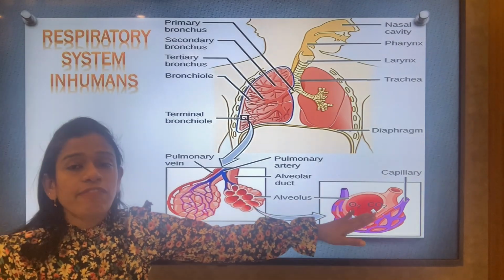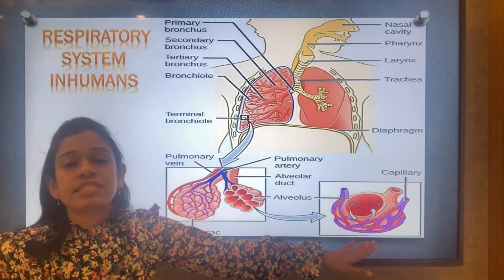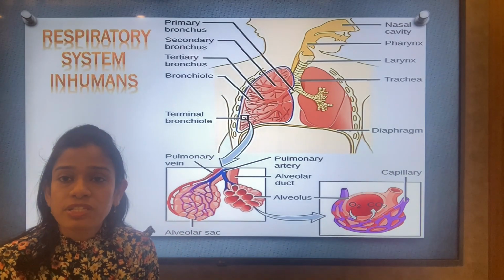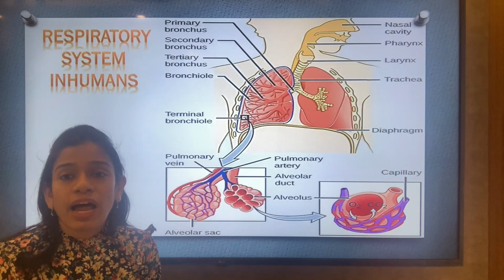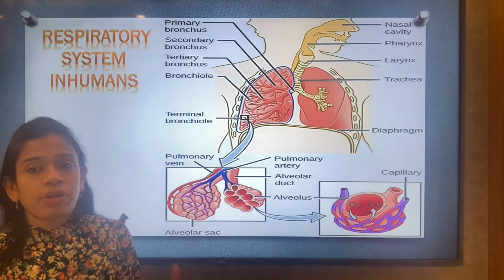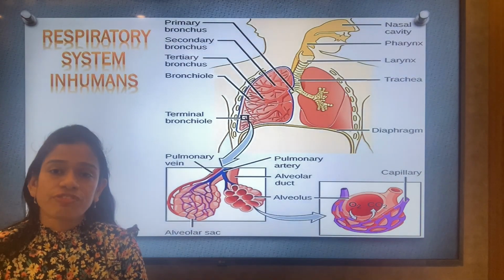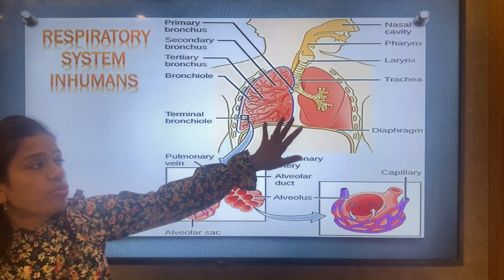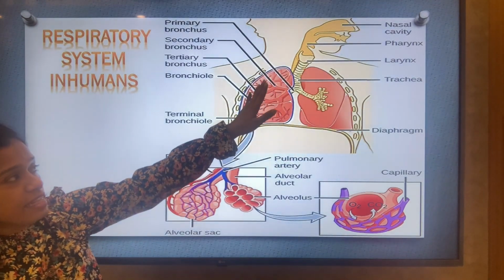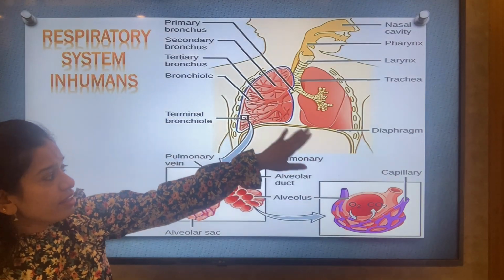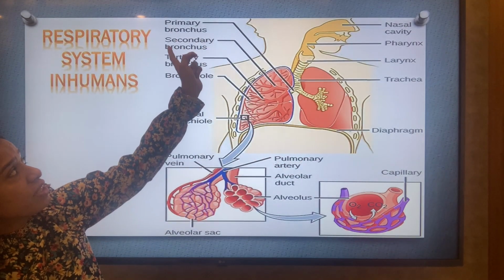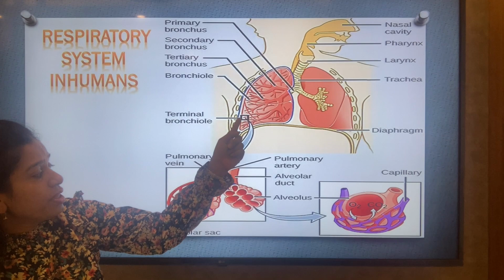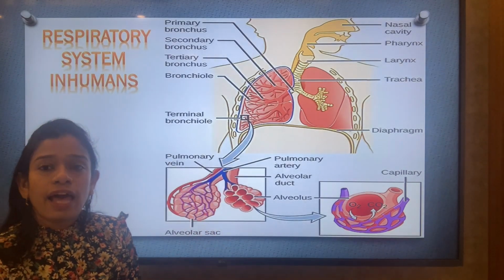Whatever oxygen the alveoli take in is taken up by the blood capillaries which remain surrounded around the alveoli, so that the blood gets oxygen. The oxygenated blood is then taken to different parts of the body. So this diagram is important along with the labeling, that is nasal cavity, pharynx, larynx, trachea. This is the diaphragm, primary bronchus, secondary bronchus, tertiary bronchus, and bronchiole. This is the terminal bronchiole which ends up into the alveoli.